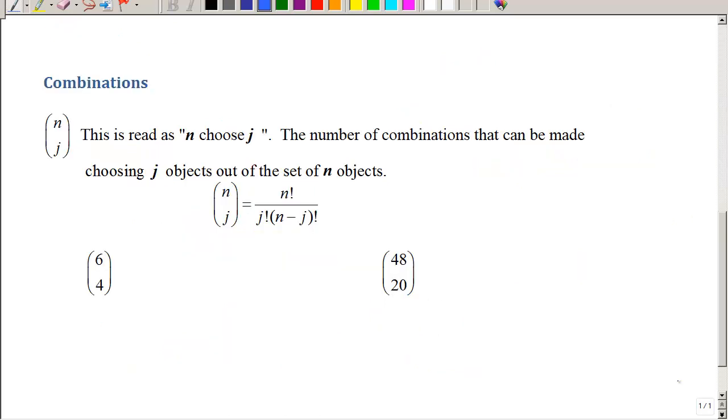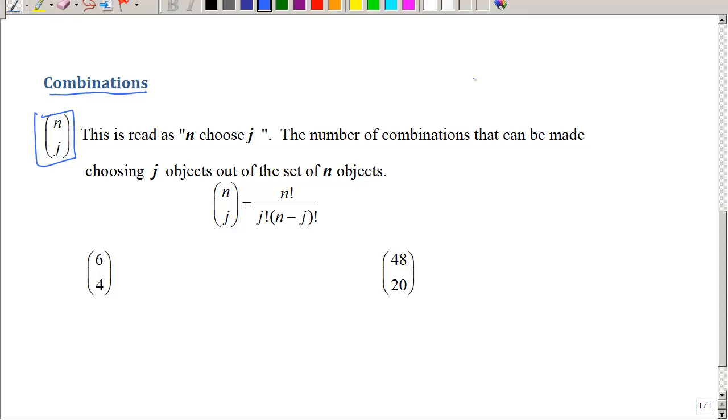Now, factorials in this particular class will be looked at in terms of combinations. And so we have this symbol. It's read N choose J. Some different textbooks use different letters, but it's the same thing. It's the number of combinations that can be made choosing J objects out of a set of N objects.